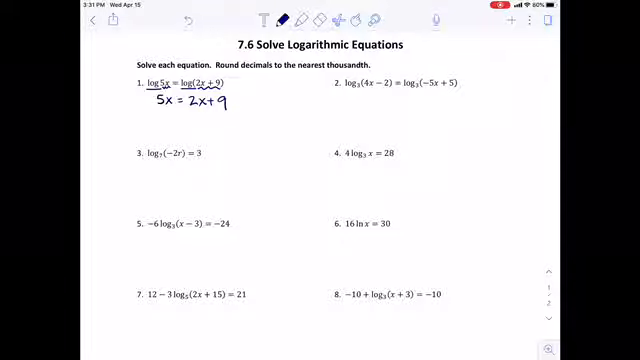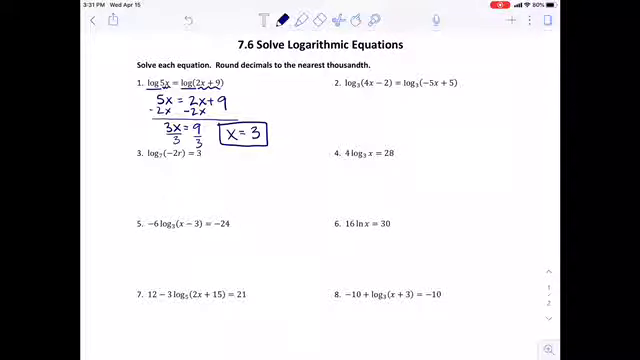Well, now I can solve that equation like normal. So I just subtract the 2x over to the other side, which gives me that 3x equals 9. And then I can finish the solve by just simply dividing by 3 on both sides, which will give me that x equals 9 divided by 3, which is 3.